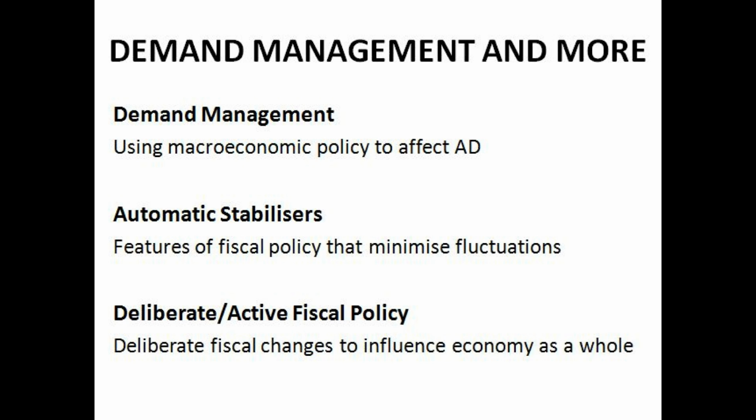Then we have automatic stabilisers, and these happen automatically with fluctuations. So when we've got high unemployment, we're going to have an automatic rise in benefits expenditure, and then when we've got low unemployment, we're going to have an automatic fall in benefits expenditure, that sort of thing, which is the opposite of deliberate or active fiscal policy, which is when we make deliberate changes in order to impact the economy. So, for example, if we have got high unemployment, we might deliberately cut income tax in order to encourage people to spend in order to boost demand and push up employment, that sort of thing.